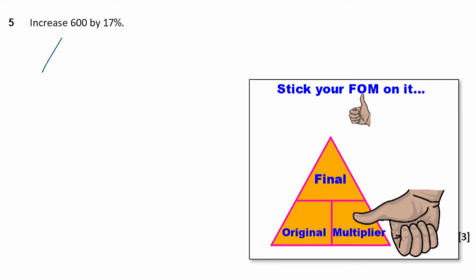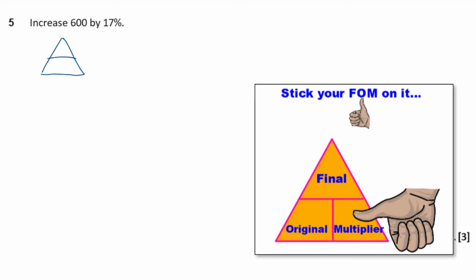Question 5, increase 600 by 17%. Okay, this is another percentage question. Again, I'm going to use my triangle, FOM, stick your thumb on it, to help work these out. Now, I use this triangle for every percentage question because it works for all different types. And I think it's just a handy way of remembering all the different variants of the various percentage questions.